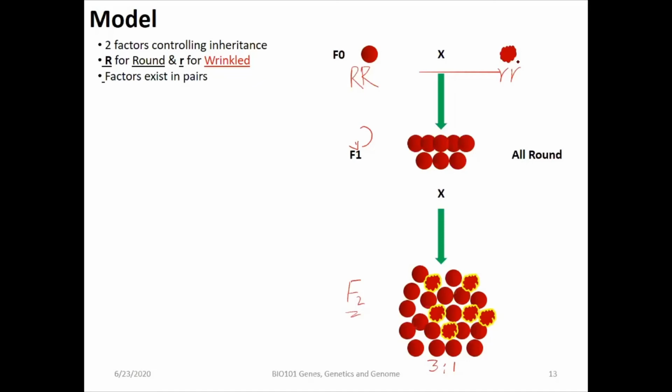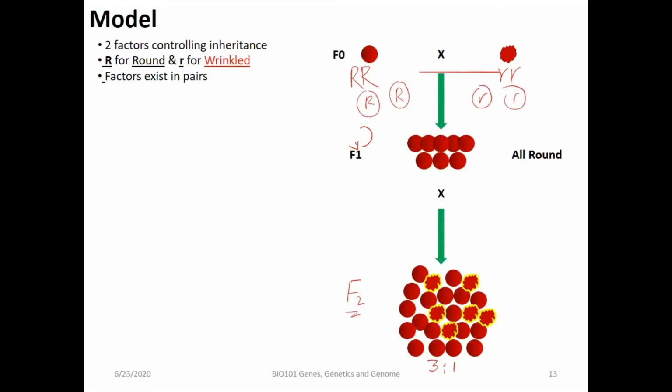The next thing he said: from the parents to the offspring, the progeny, a parent can contribute only half of the factor, which means this parent will contribute only half of the factor. Either this one or this one can contribute this or this one.